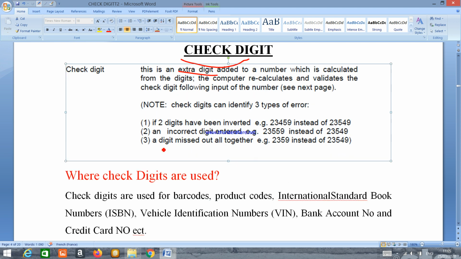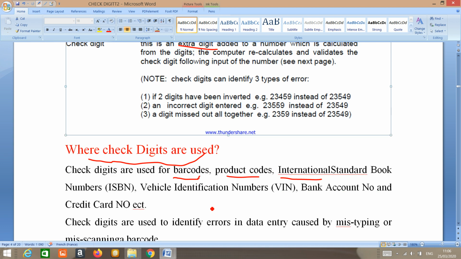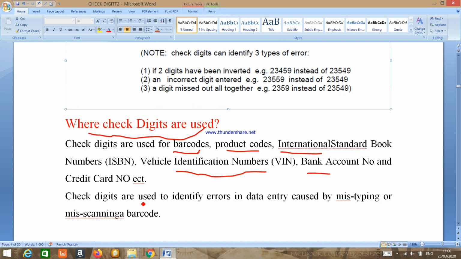Where is check digit used? Check digit is used to check barcodes, product codes, ISBN numbers, vehicle identification numbers, bank account numbers, and credit cards. So check digit is used to identify input errors, to check data entry such as mistyping and misscanning.